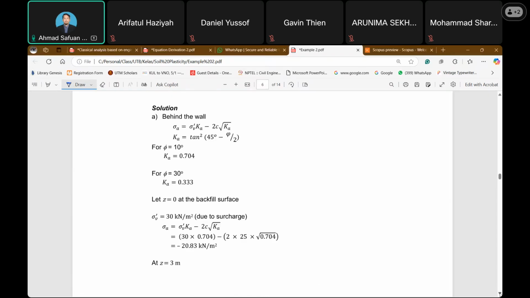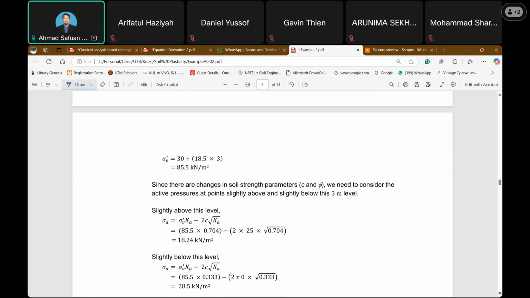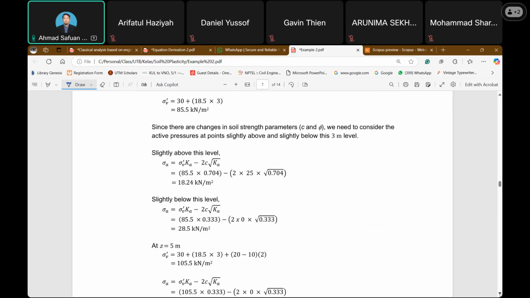So at the depth of 3 meters, the same approach, active, vertical effective stress 85.5. Since there are changes in soil strength parameters c and phi, we need to consider the active pressure at points slightly above and slightly below this 3 meter level. The same approach as before, sigma A is 18.24 for slightly above, and for slightly below 28.5.